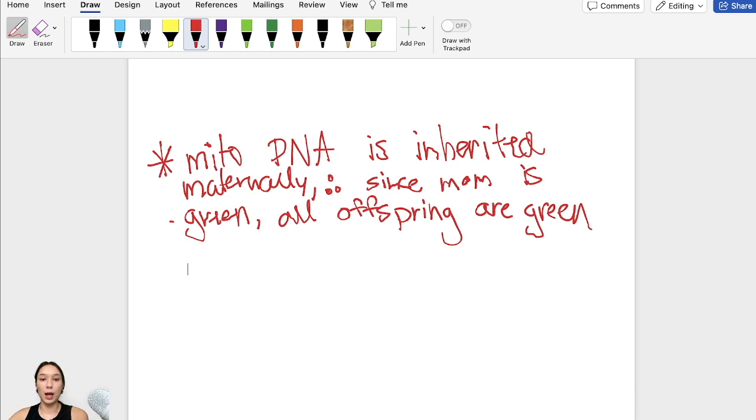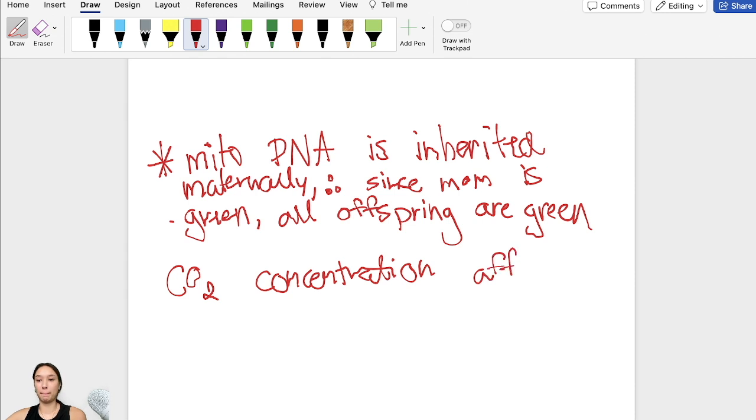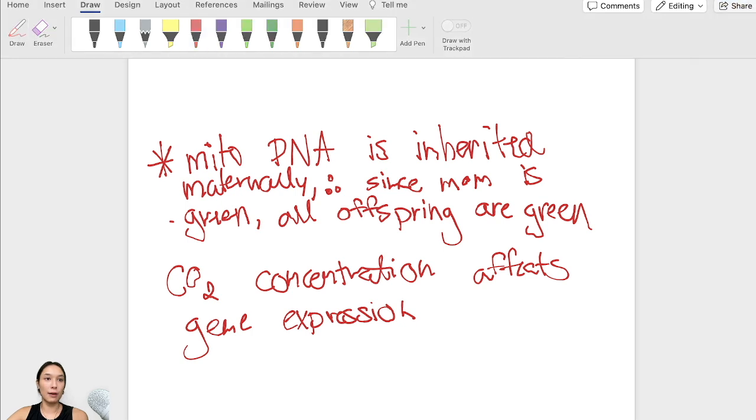So for this one, I would say that CO2 concentration affects gene expression. Okay, and as a result, you're going to have different amounts of mitochondria for each. So I think they would have accepted changes in CO2 levels affect the expression of certain genes. Okay, and therefore that's going to affect the amount of organelles you have.